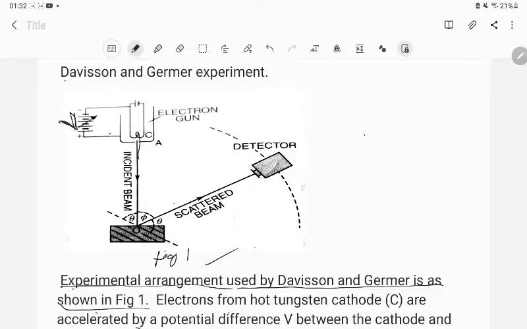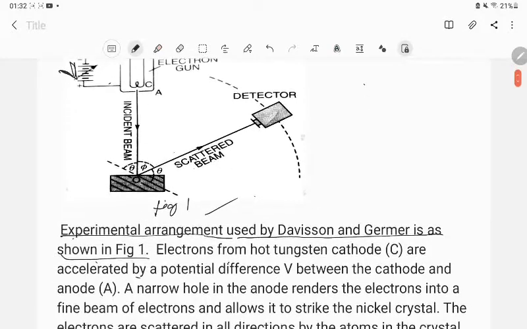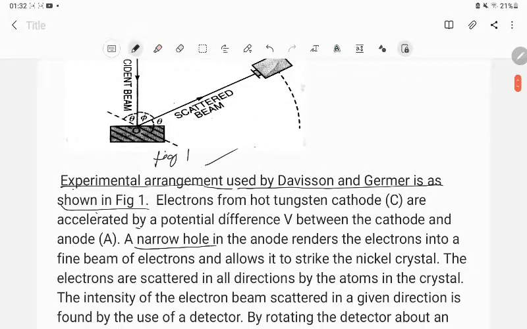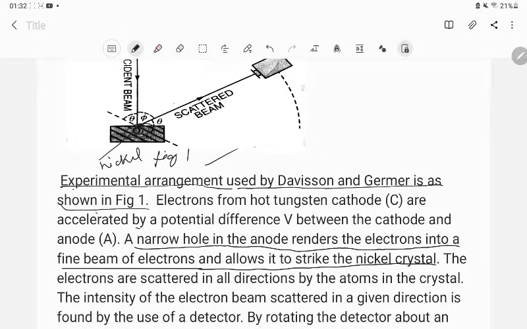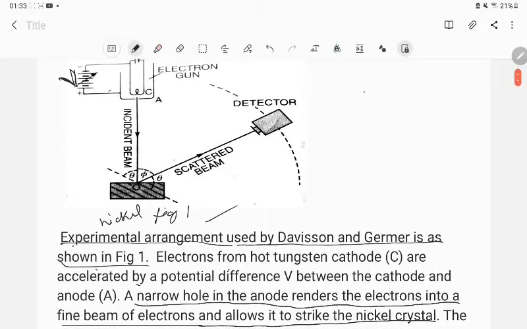Here there is a small hole in the anode. Through this small hole, electrons will pass. A narrow hole in the anode renders the electrons into a fine beam and allows it to strike the nickel crystal. So this is the nickel crystal. The electrons coming out of this very small hole can move straight, and the very fine electron beam will strike the nickel.